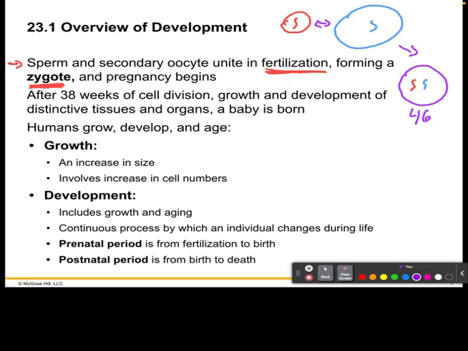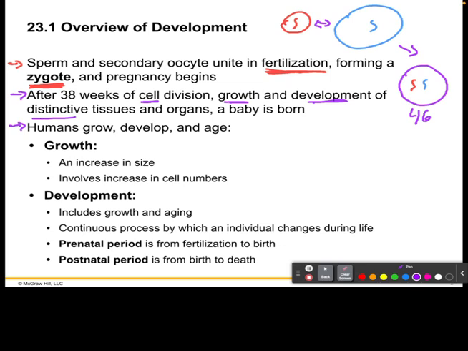So with that said, fertilization occurs, and then for about 38 weeks, the zygote is going to divide through the process of mitosis. It's going to grow, it's going to develop, and it's going to differentiate its cells into distinctive tissues that are eventually going to become this new person's organs. And once that little person's ready to go, they will be born. After they're born, I know I'm saying stuff that everyone already knows, but just using specific terms and clarifying here, that human is going to continue to grow, develop, and age.